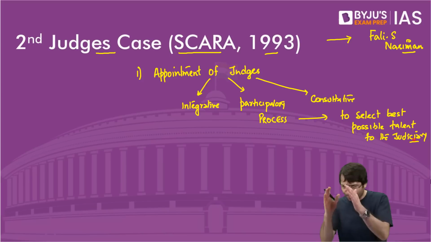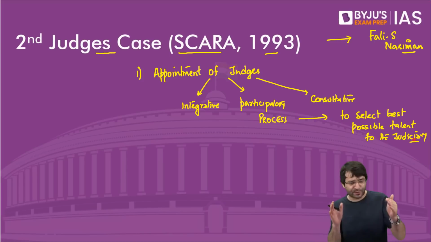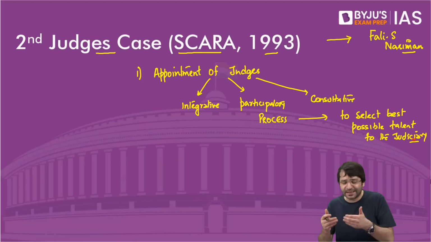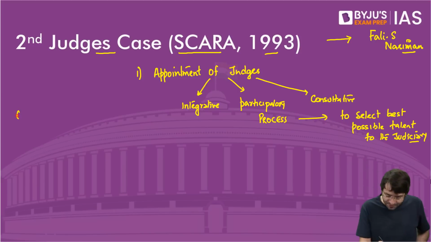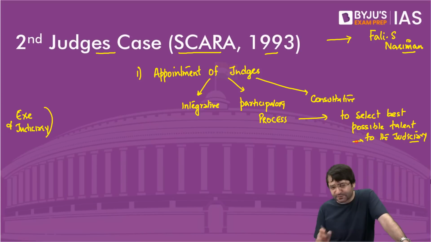Supreme Court said this process of appointing judges to the Supreme Court and High Court is an integrative, consultative, participatory process between the executive and the judiciary, because we have to select the best possible talent to the judiciary. Executive, you would not know who to appoint because you have not worked with the judges.